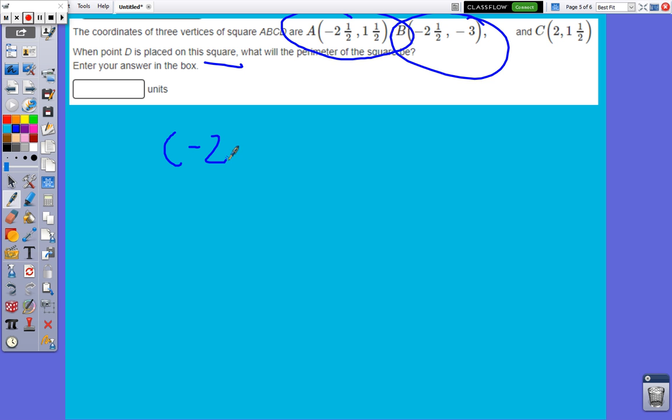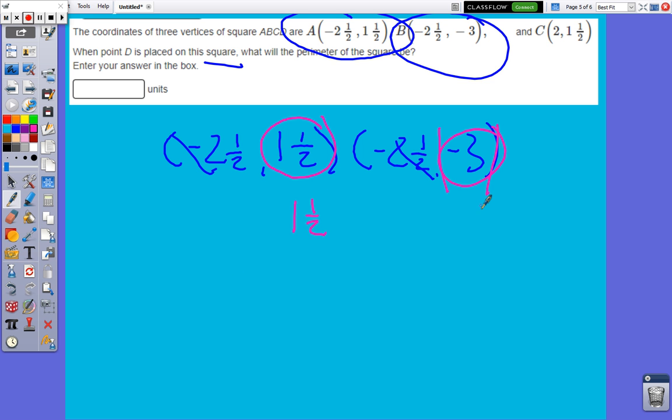A is negative 2.5, 1.5. B is negative 2.5, negative 3. Same intercepts. Won't focus on it. I'm going to the y-intercept. 1.5, negative 3. They're in different quadrants, so I find the absolute value of 1.5 is 1.5. Absolute value of negative 3 is 3. 3 plus 1.5 gives me 4.5.